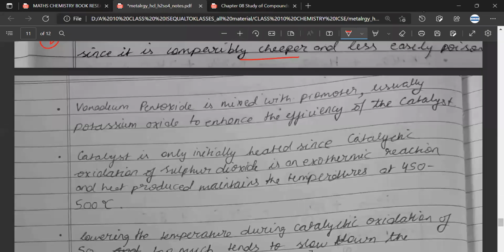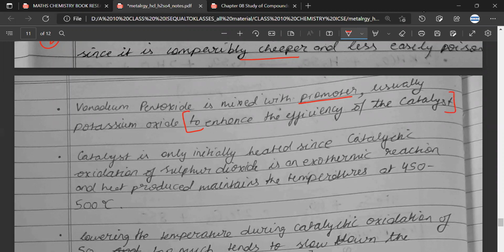Vanadium pentoxide is mixed with a promoter, usually potassium oxide, to enhance the efficiency of the catalyst. So in the exam they might ask the purpose of a promoter. Why is it mixed with a catalyst such as vanadium pentoxide? It is mixed with the catalyst to enhance the efficiency of the catalyst.